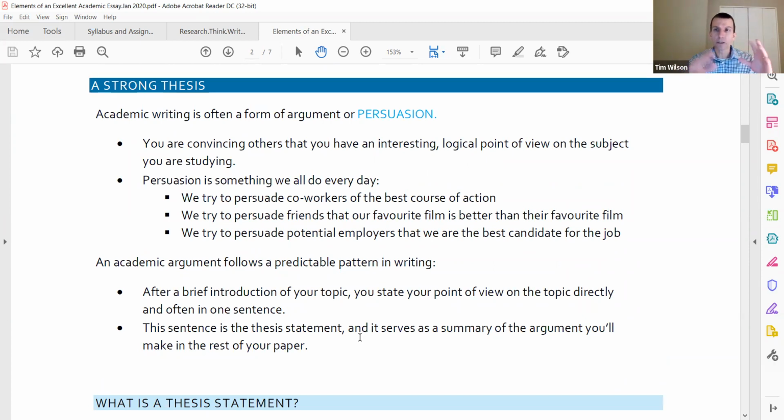So I said there's five parts. The first part is thesis. So what is a thesis? First of all, let's back up and say, generally speaking, in most of these academic forms of writing, you're trying to persuade the audience of your interpretation of evidence, okay? You're trying to convince them, and as I indicate here, it's something we do all the time, right? We try to convince people.